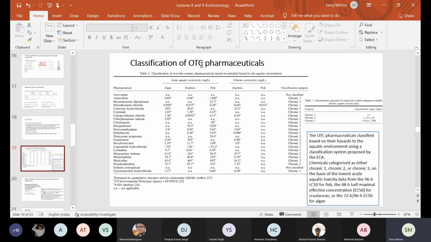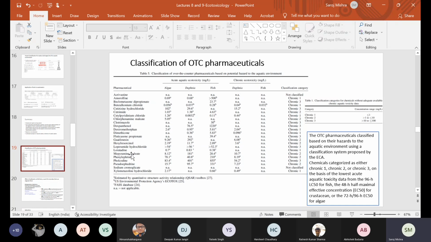What is an OTC pharmaceutical? So hello, is the class able to understand what is an OTC pharmaceutical? Yes, ma'am, for which prescription is not required. Not required, and you can just go to the chemist and you can buy them.